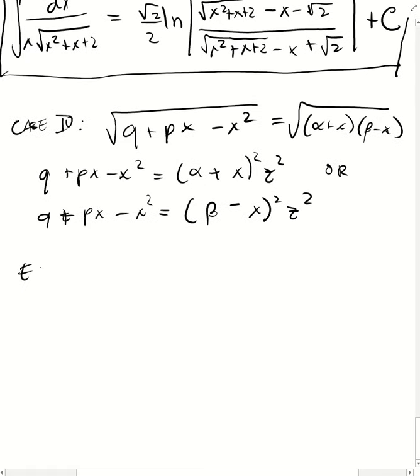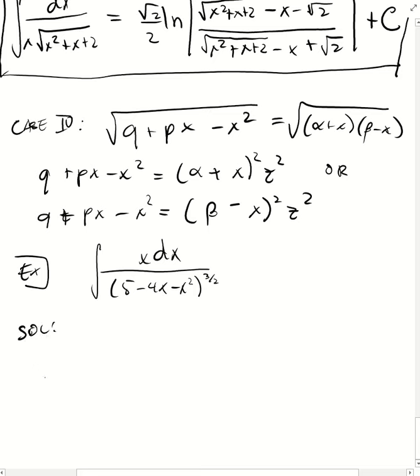For example, the integral of x dx all over 5 minus 4x minus x squared raised to 3 over 2, or that's the square root of the cube. So solution, so this is case 4. What will be our substitution?